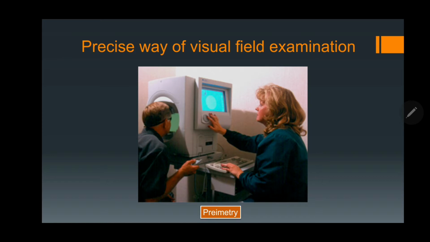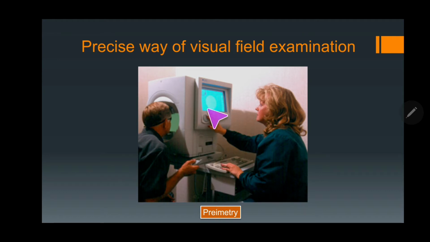Now this one is a precise way of visual examination, and this is called perimetry. Here the subject is asked to sit and look into a machine. Instead of fingers or a pen coming from the periphery to the center, there are points of light which are projected from the periphery to the center. The subject fixes his focus on the center, and if he sees any point of light entering the field of view, he will press this, and that's how it is detected.